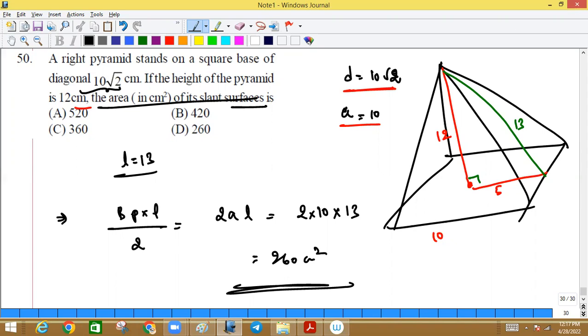Okay. For example, if a base is a square, substitute 4a, and remember that 2aL is what? The slant surface. Like that you must remember, so that you can directly substitute without wasting time. Okay. Yeah, please copy them.